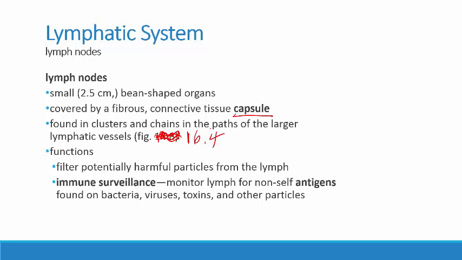This immune surveillance is all about looking for something that is non-self, and if they find something during this, then they can mount an immune response. So that's what immune surveillance means.